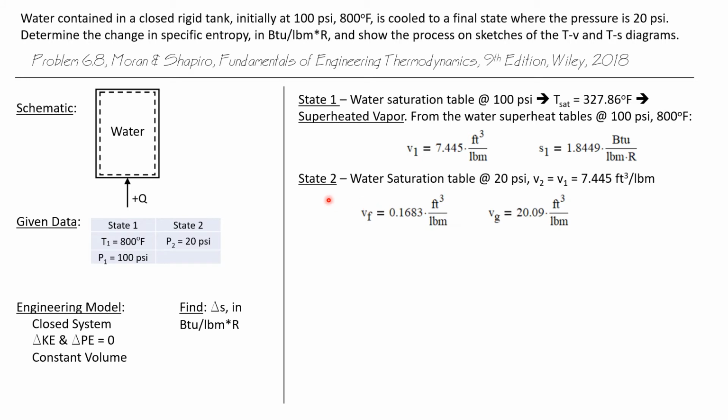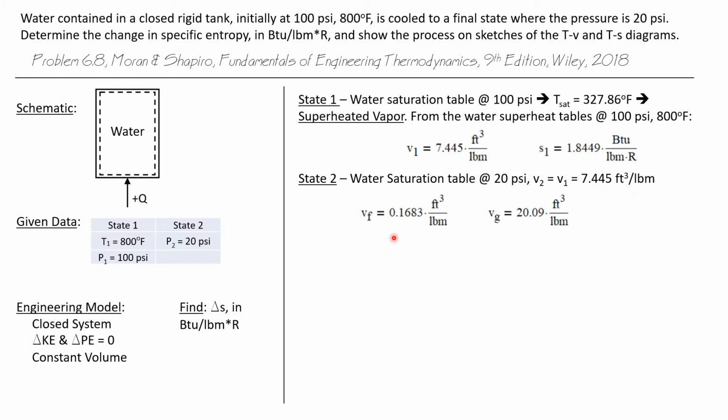Now we need to find the same properties at state 2. Well, we have two independent properties that define state 2. The first is its pressure at 20 psi. But we also know its specific volume. We know V2 is equal to V1 because in a closed rigid tank, the volume is constant and the mass is constant. And so the specific volume is constant. So V2 is also equal to 7.445 cubic feet per pound mass.